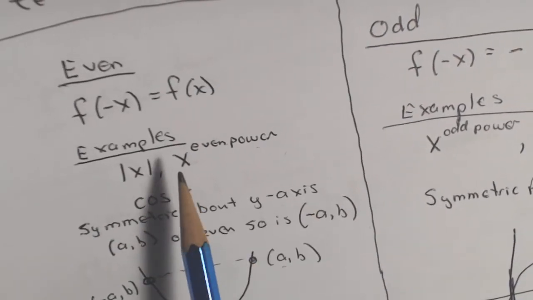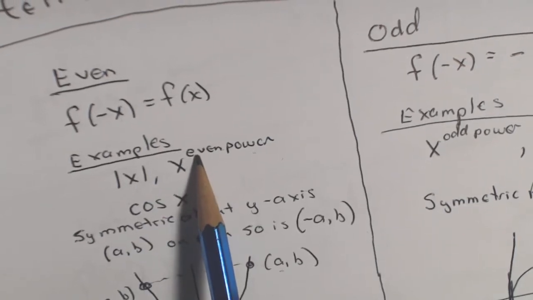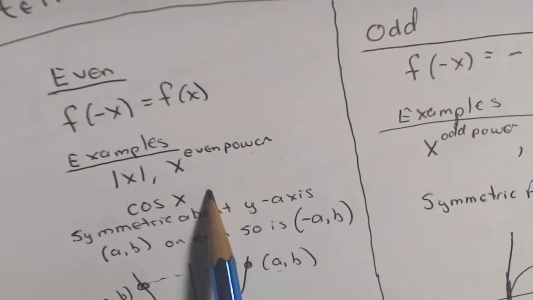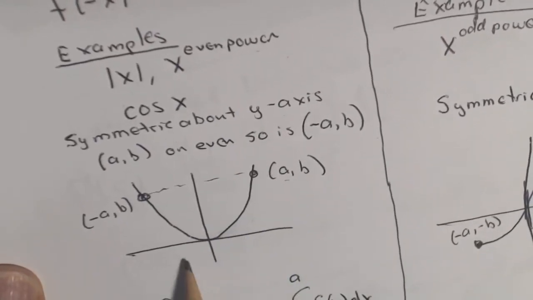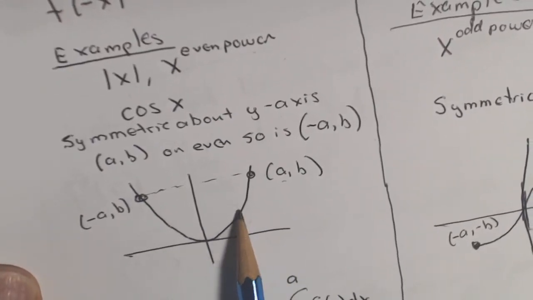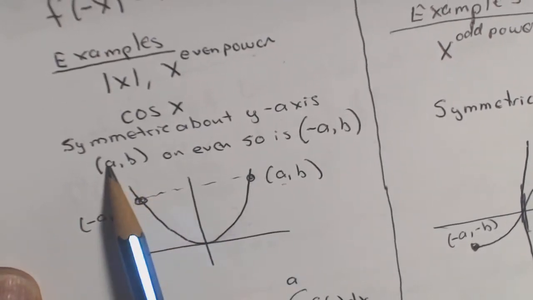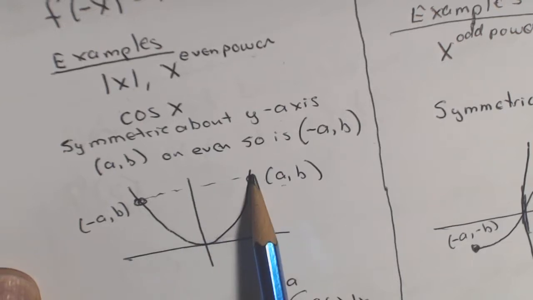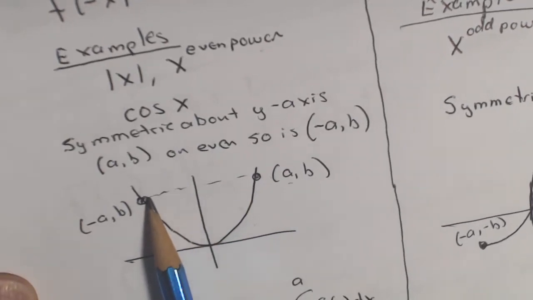Okay, some examples of even functions. We looked at the absolute value function, x to an even power, and the cosine of x. All of them have the property that they're symmetric about the y-axis when you graph them. This looks a lot like x squared. And if (a, b) is on the graph of an even function, so is the opposite, (negative a, b).